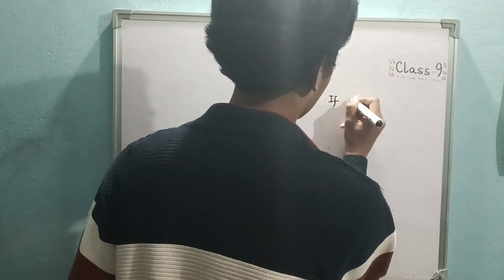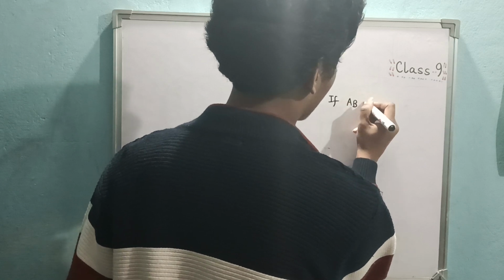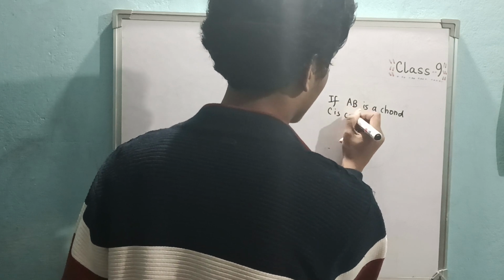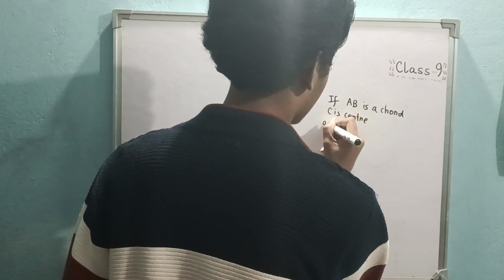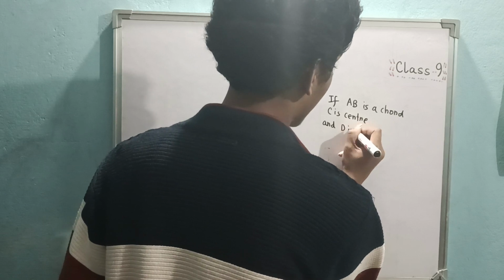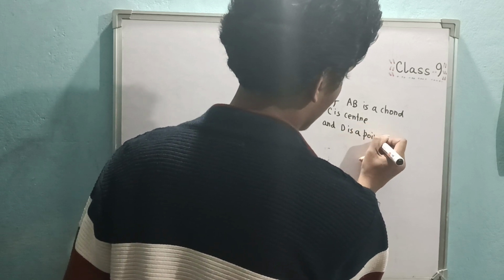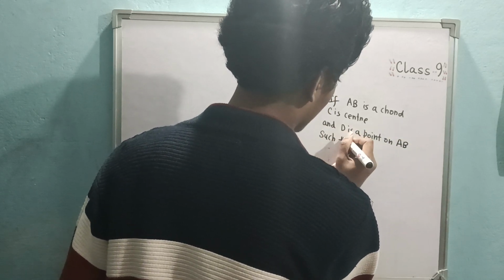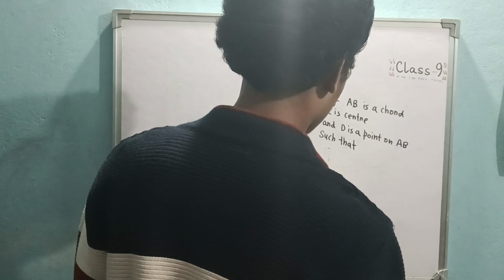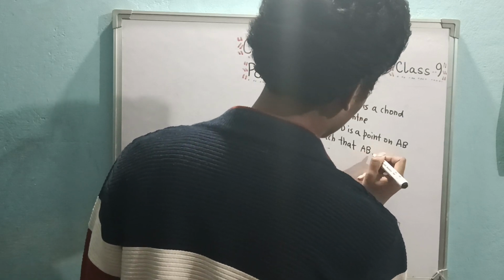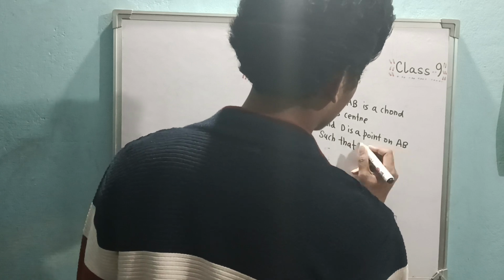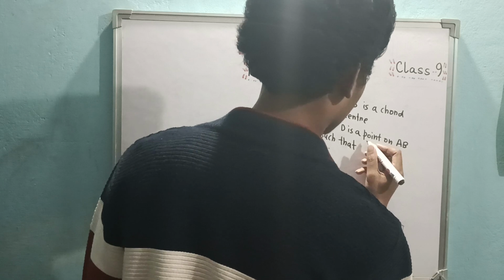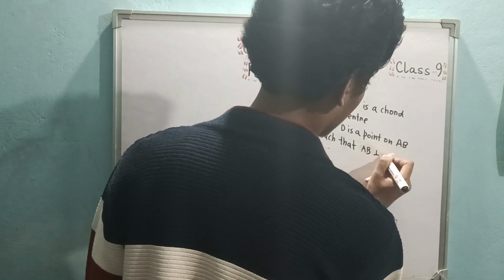If AB is a chord, C is center, and D is a point on AB such that AD equal to BD. Sorry guys, AB perpendicular to CD.